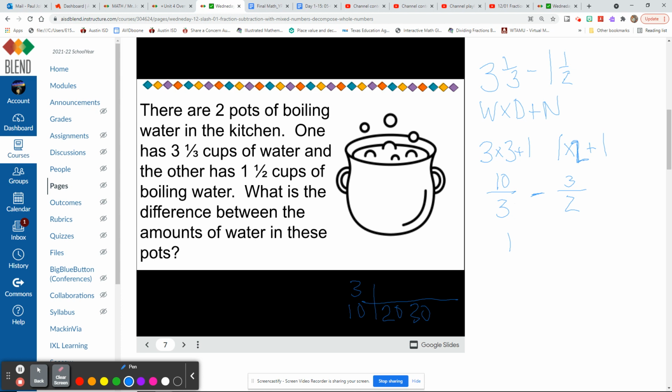Wait a minute, why did I do 10? Just kidding. I'm going to slow down. Ta-da! I just drew swirls. Everybody loves swirls. Let's check that again.